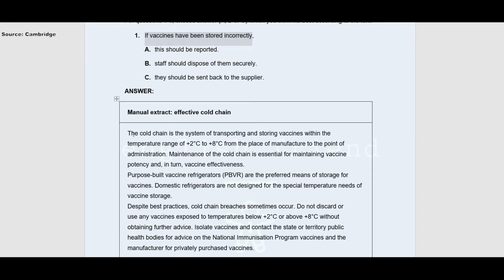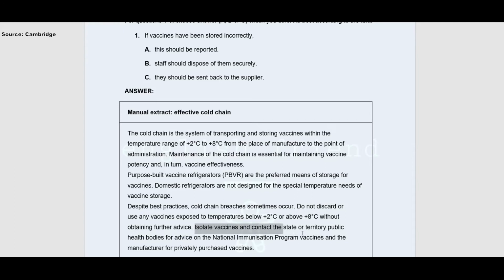As we go through the paragraph, we can see the cold chain is the system of transporting and storing vaccines with the temperature range +2 degrees Celsius to +8 degrees Celsius. Maintenance of the cold chain is essential for maintaining vaccine potency. As we read further, purpose-built vaccine refrigerators are preferred means of storage for vaccines. Here, despite best practices, cold chain breaches sometimes occur. So breaches may occur. Do not discard or use any vaccines exposed to temperature below +2 degrees Celsius or above +8 degrees Celsius without obtaining further advice.